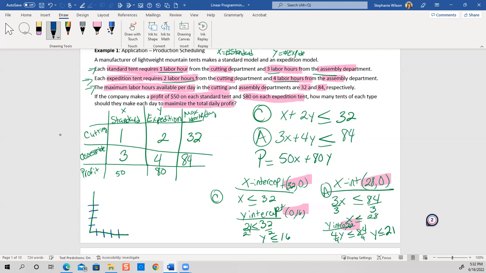All right, so now let's do C. Its x-intercept is going to be 32. So it'd be somewhere right here. And then its y-intercept is going to be somewhere about right here. And again, I strongly encourage you to use a ruler and graphing paper or a graphing calculator. A is 28. So I'm going to go here, and 21, about right here.